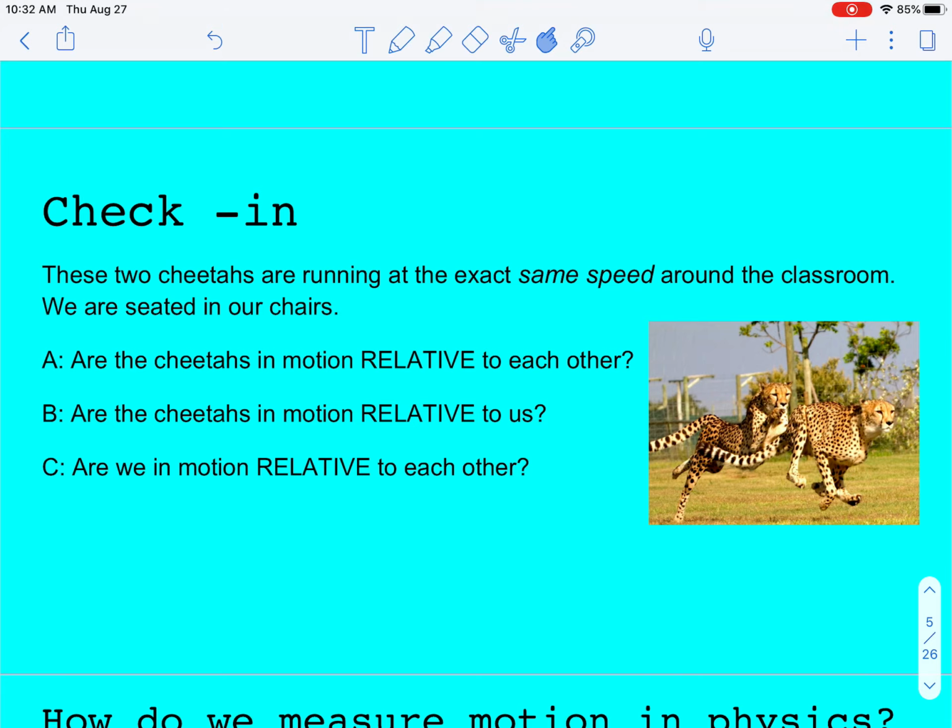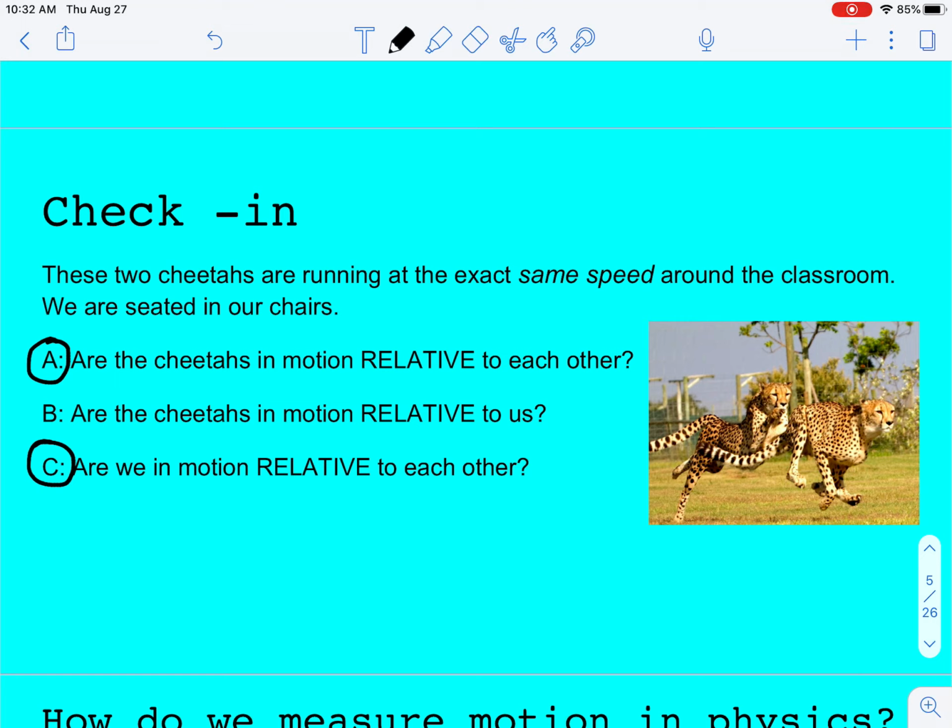Are we in motion relative to each other? No, because we're both going 0. We're both seated in this imaginary scenario. And so A and C, through a physics thought experiment lens, are actually the same.